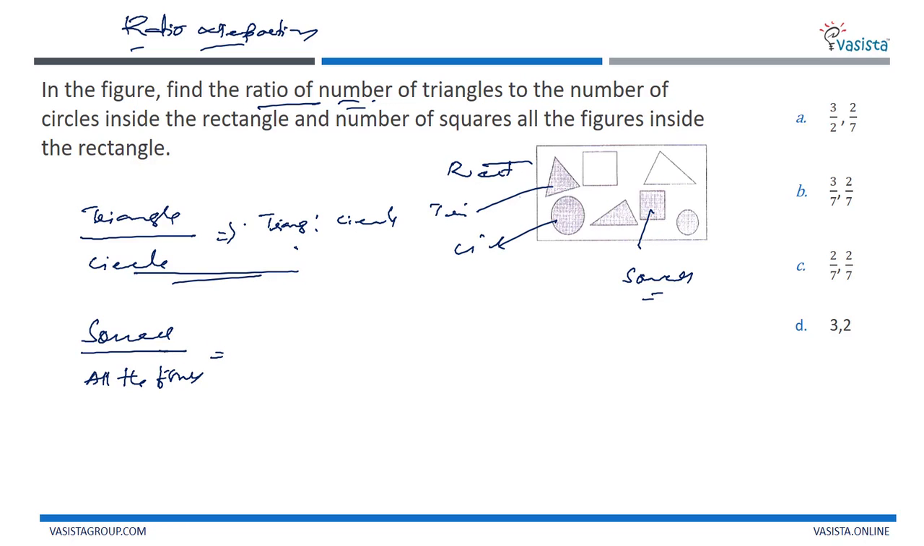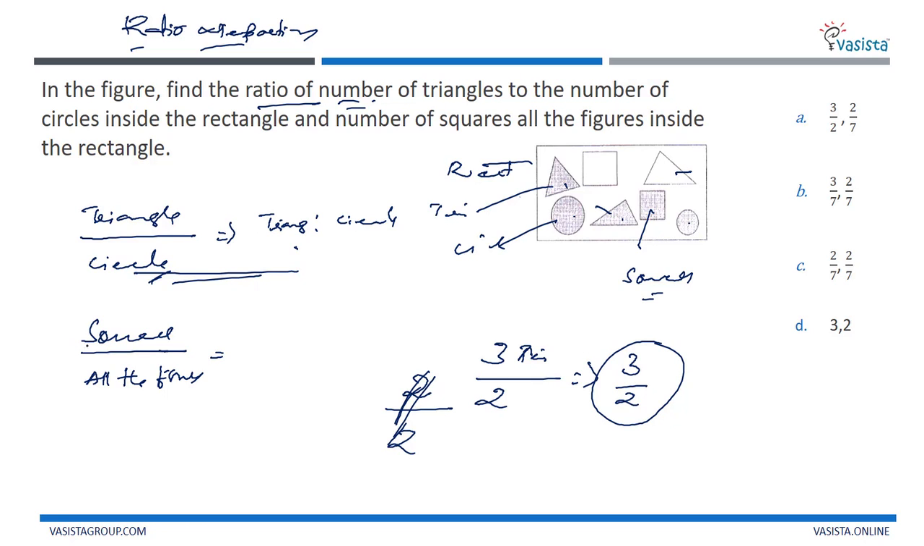Now, triangles. How many triangles are there? You have to count it now. 1, 2. 2 triangles are there. Okay. 2 triangles divided by how many circles are there here? 1, 2. Correct? 2. Let us check once again. 1, 2, 3. See, 3 triangles are there. Right. You need to be very careful here. 3 triangles and 2 circles, that is 3 by 2.